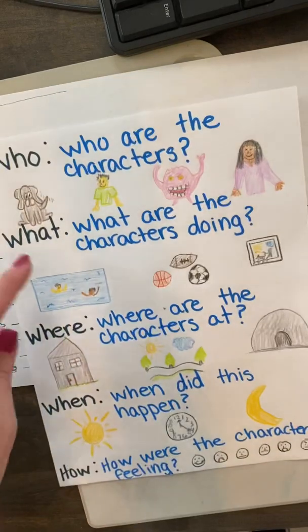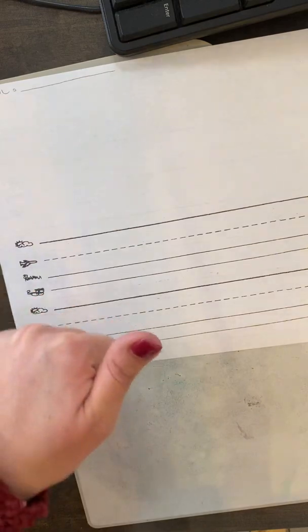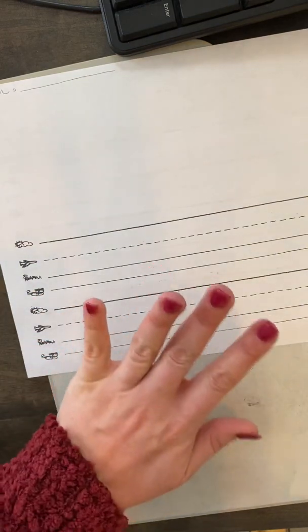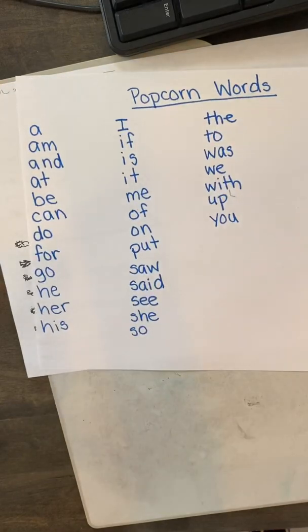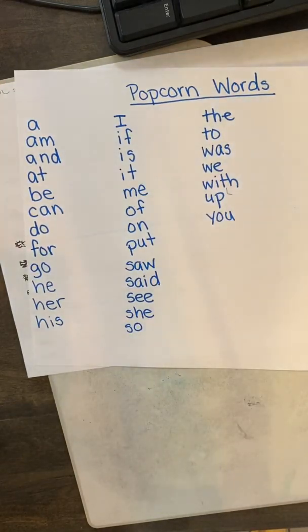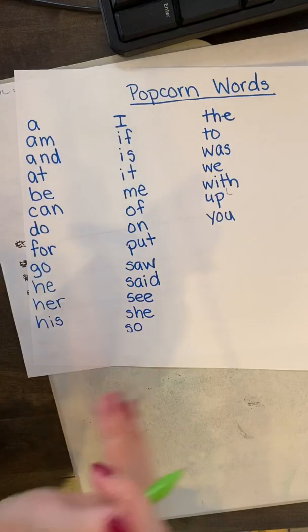So I'm going to start with my who and my what. So I'm going to start with Pete the cat sang about his buttons. Pete the cat sang about his buttons. So that's going to be 7 words in my first sentence. I made a little list of all the popcorn words that we should have learned by now, just to help me have a little cheat sheet if I need my words.